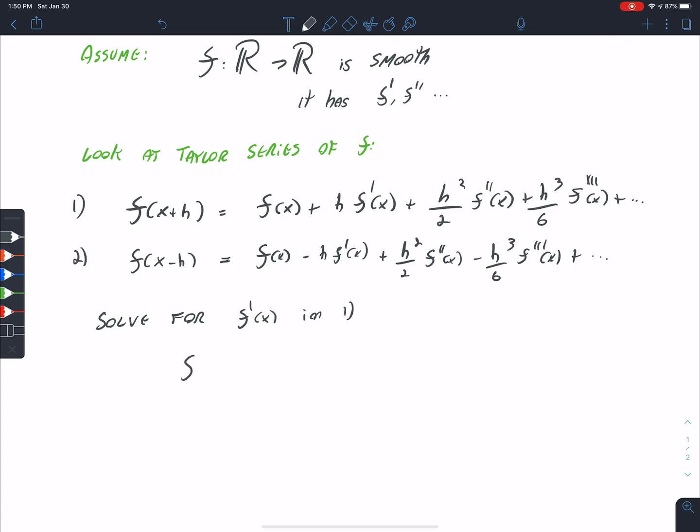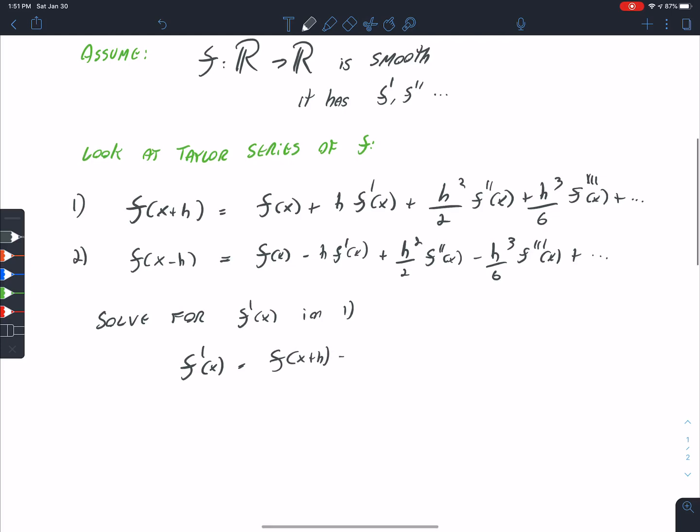And if you go through this exercise, you can quickly see that f prime of x will be given by f of x plus h minus f of x, and you divide this by h, right? Minus h divided by 2, f double prime of x, and plus other terms. So again, what did we do here?